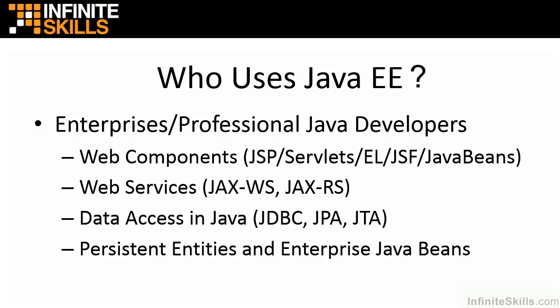And there are two other things going along with that we won't touch on in this course, but you can look into after you've learned about the tools in this course, which is the Java Persistence API and the Java Transaction API. And then there's the business tier, which has persistent entities and enterprise Java beans.